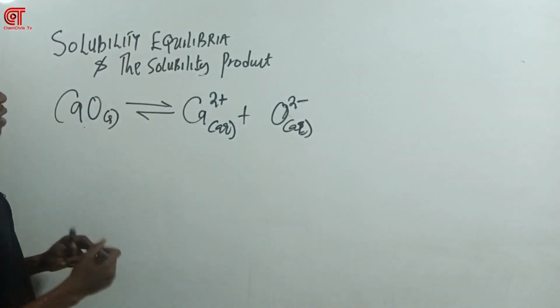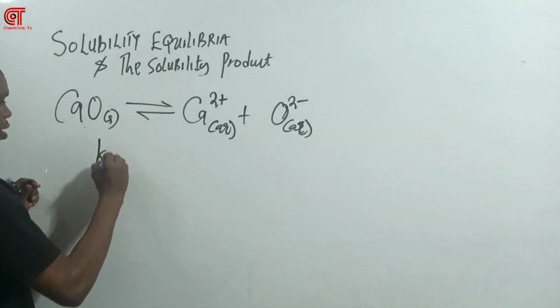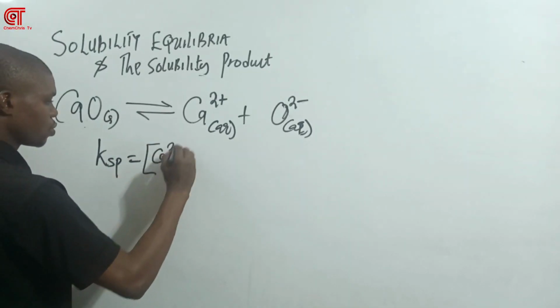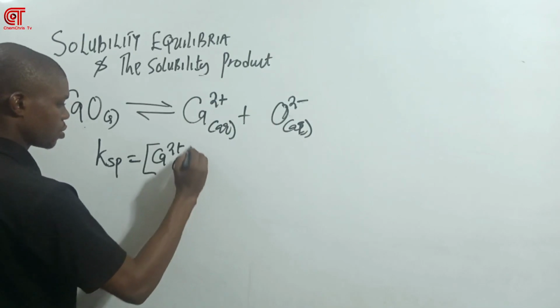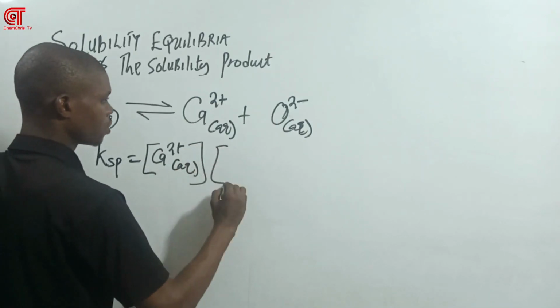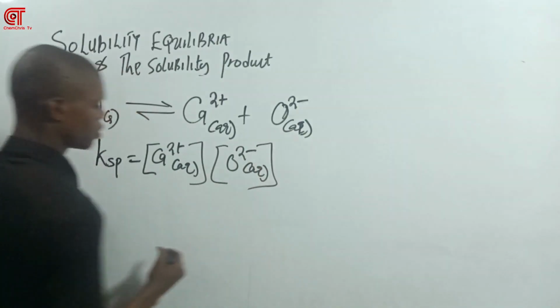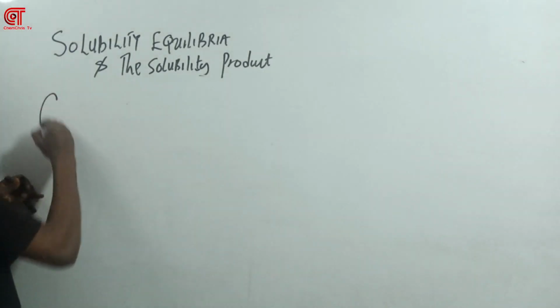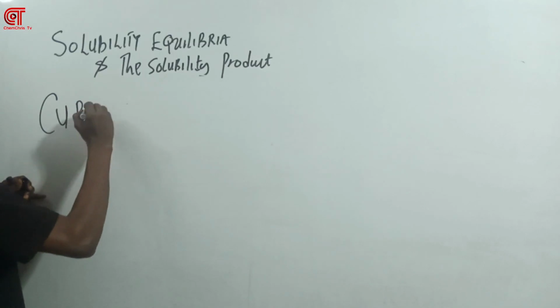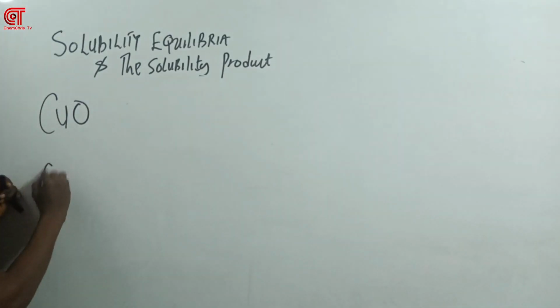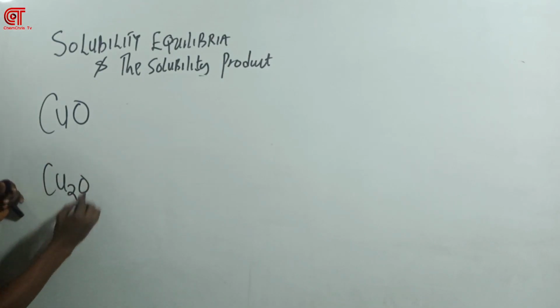So what happens is, if you want to write the Ksp expression, Ksp equals the concentration of Ca2+ aqueous, then the concentration of O2- aqueous. Now Cu2O.